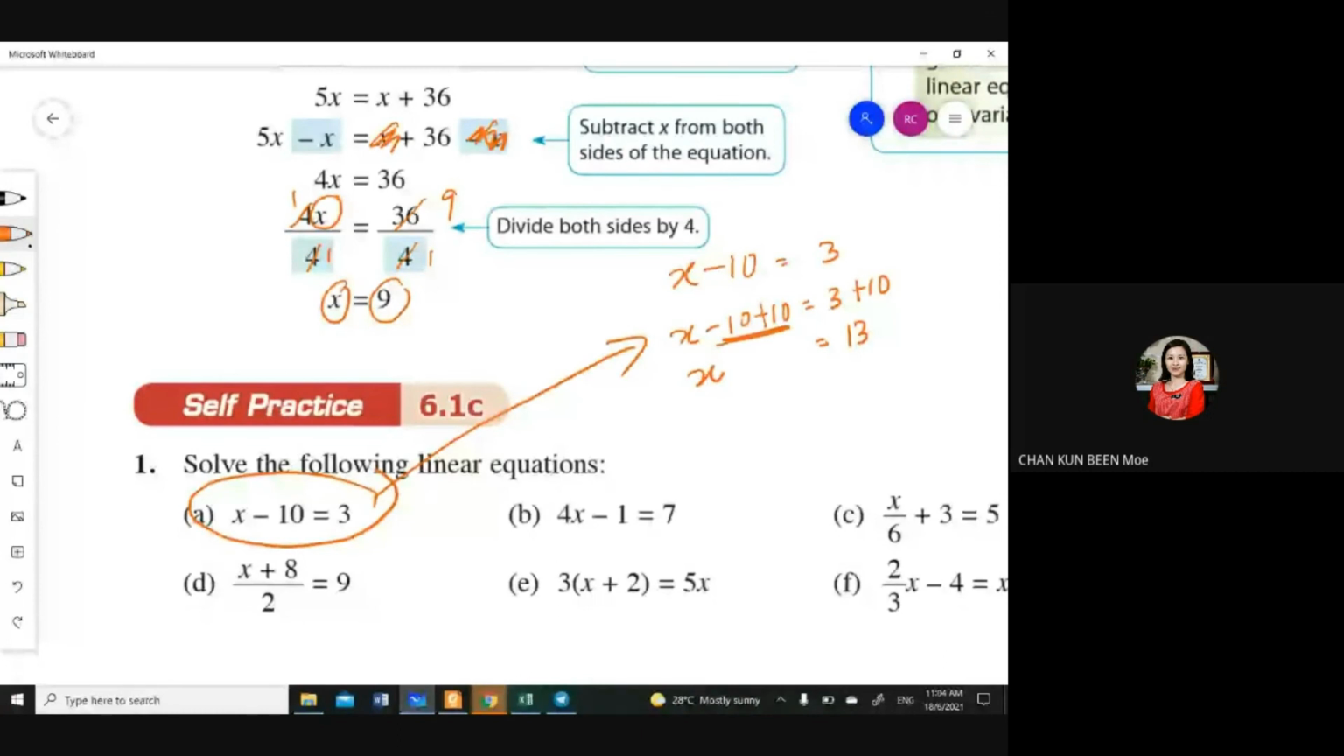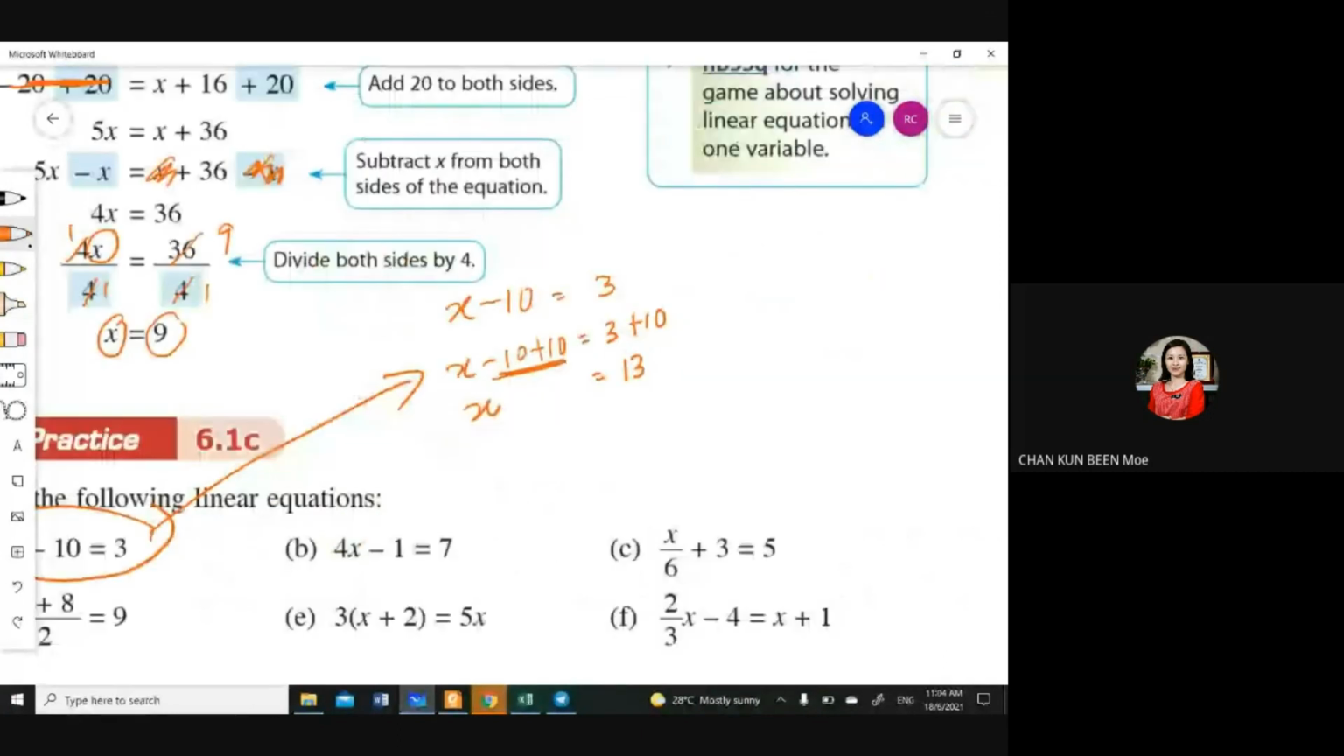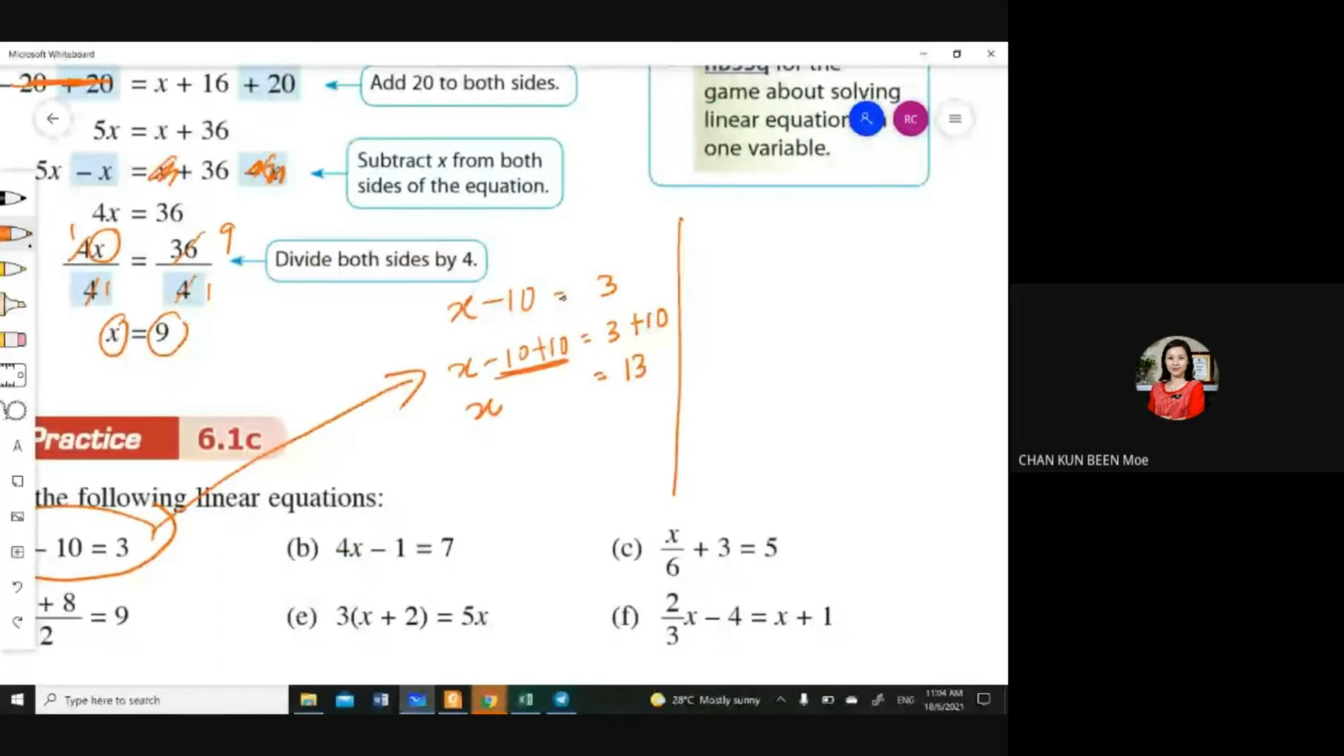Or if you use my method, the left and right method, x minus 10 equal to 3. I want to get the value of x. I'm going to move the negative 10 to the right. So x equal, you remember, for this linear equation, the equal sign is in the middle. You don't give me the equal sign in front like this, that is not correct. The equal sign is always in the middle, bear in mind. Okay, now I carry on.